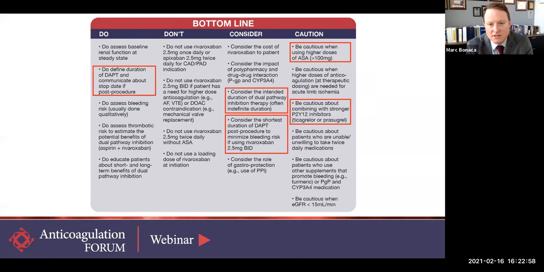But here's some do's, don'ts, considerations, and cautions. First, in patients that do end up on triple therapy, so aspirin, low-dose rivaroxaban, and clopidogrel, define the duration and communicate a stop date, because you don't want people to be on this for a very long period of time, meaning years and years, of course, because the bleeding risk will go up, and there's really no benefit to long-term clopidogrel here. Also consider the intended duration of the dual pathway. As we think of Voyager, there's the post-procedural patient, but then they really translate into a chronic PAD patient, just like COMPASS. So generally, you want to define this as a long-term therapy.